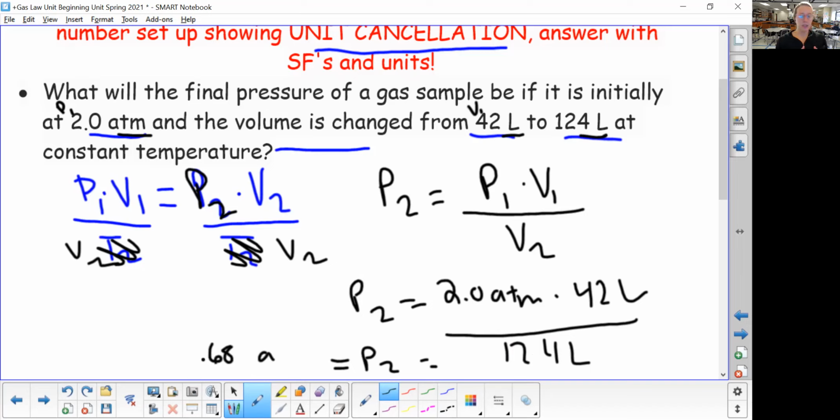And then you can always check, does this make sense? So volume is increasing. If the particles have more space and temperature and amount are staying the same, then they would hit the walls of their container less frequently. And so we would anticipate the pressure going down. And so yes, going from 2 to 0.68 seems reasonable.